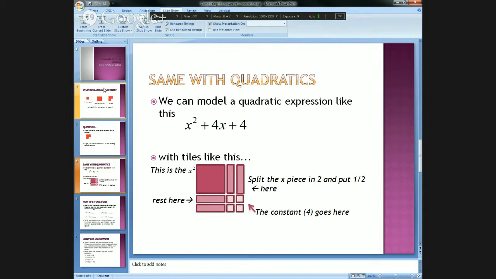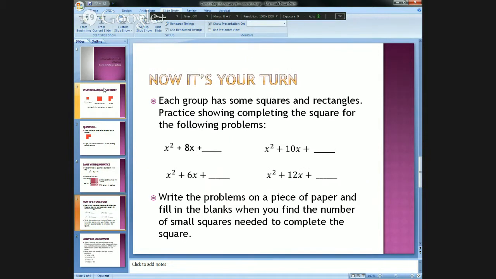The question is, how do I use that to complete the square? Okay, so here's a technique you can use to complete the square. I haven't given you tiles. Okay.